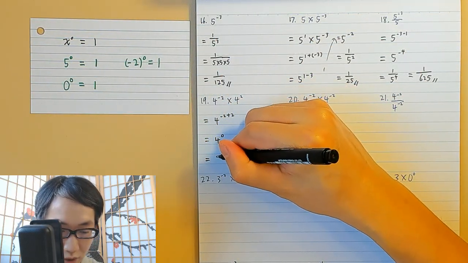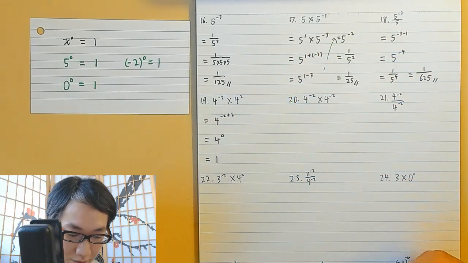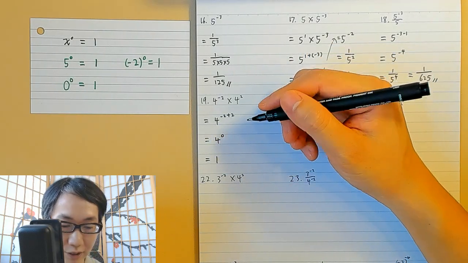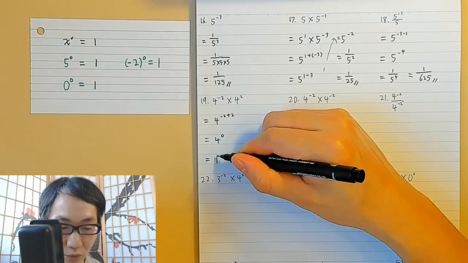And this is equal to 1. Okay. We didn't plant the potato. And the initial value is 1. Okay.